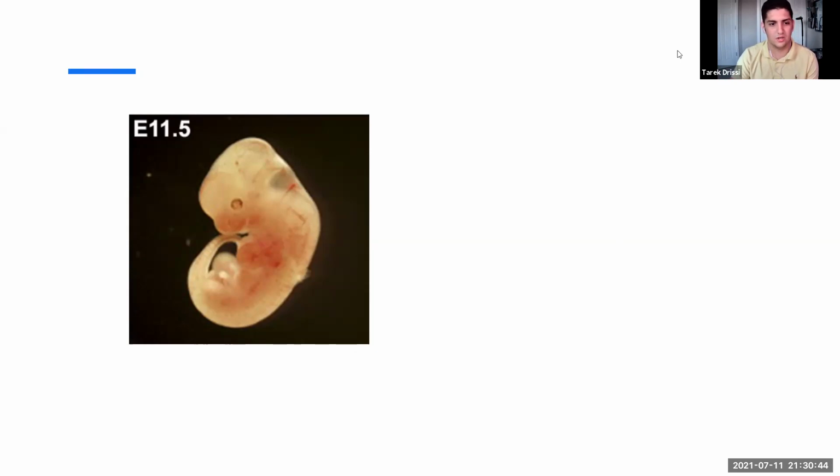But to start with, can anyone guess what this embryo is? Just type it in the chat or yell it out. This looks like a lizard. It does look like a lizard, but they are all very similar looking when they begin. Yes, Khalid, you wanted to say? Khalid says mouse. Yeah, he said in the chat. Everyone's saying mouse.